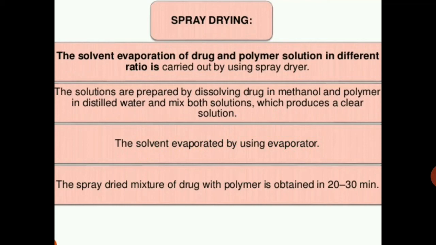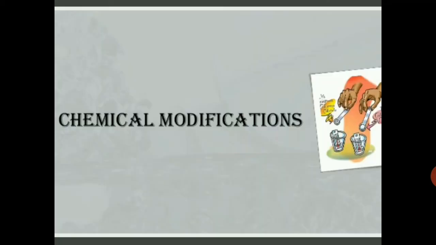The next method is the co-precipitation method. The active drug is dissolved in ethanol at room temperature and the suitable polymer is dissolved in distilled water. The different molar ratios of active drug and suitable polymer are mixed respectively. The mixture is stirred at room temperature for 1 hour and the solvent is evaporated. The resultant mass is pulverized, passed through sieve number 80 and stored in a desiccator.